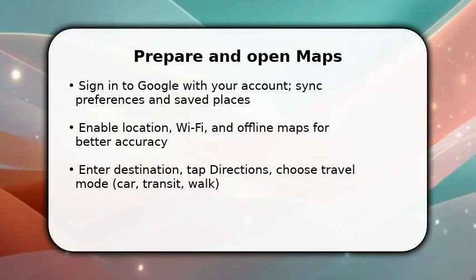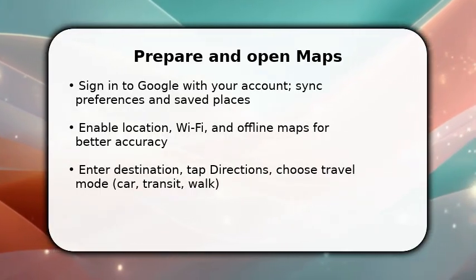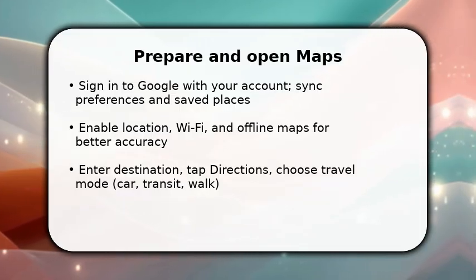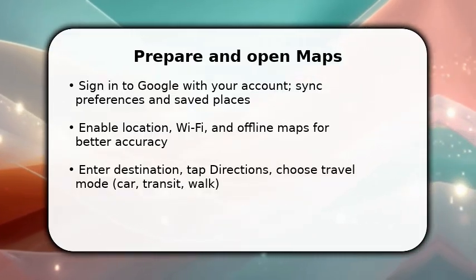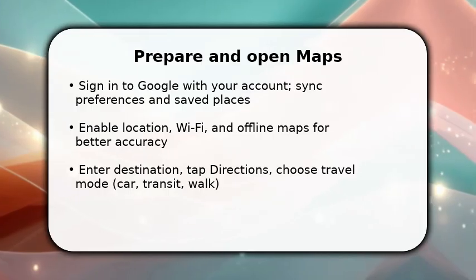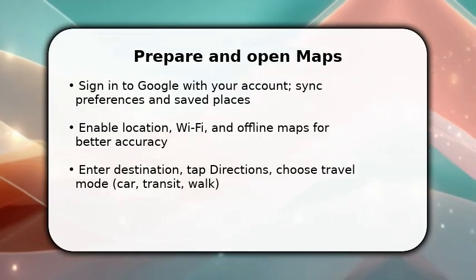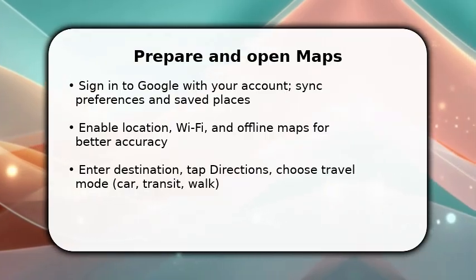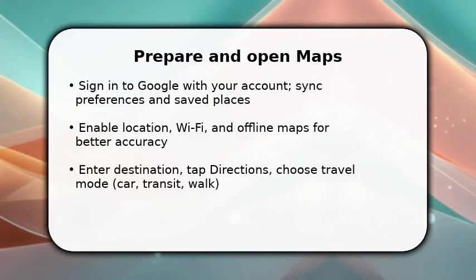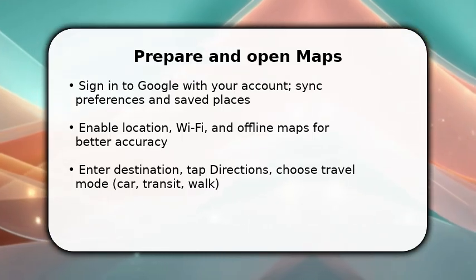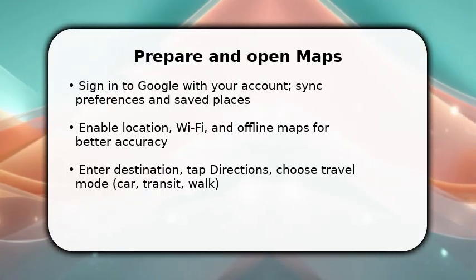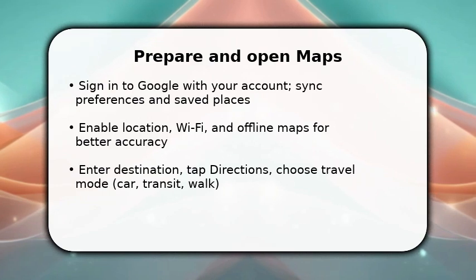You should start by signing into Google and enabling location so Maps can use live data. Once done, open Google Maps and type your destination into the search bar. This initiates routing. Make sure to select your travel mode, car, transit, or walk, because each option uses different data and arrival estimates. Also, download an offline map if cellular service might drop. These first steps get precise navigation and reduce surprises later.